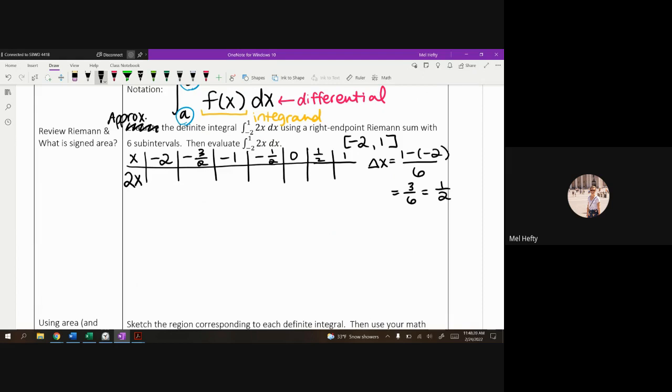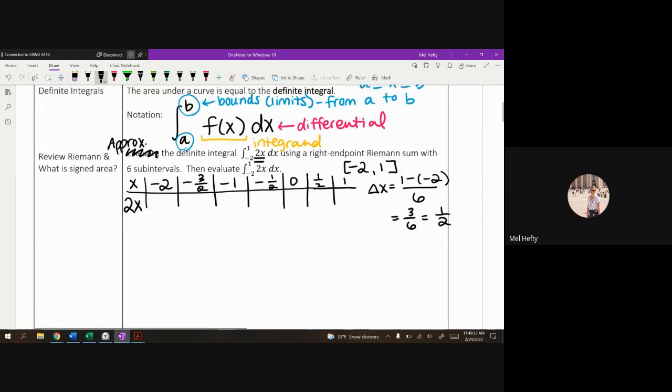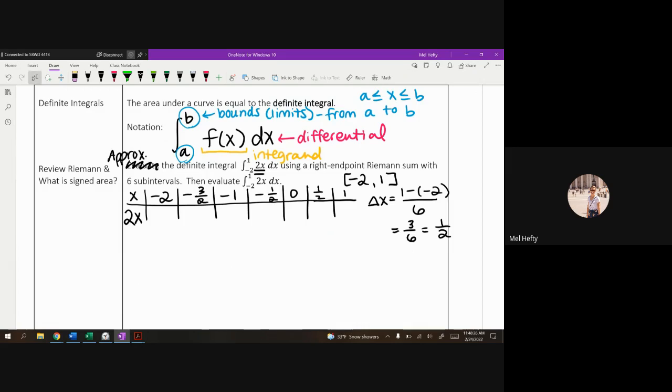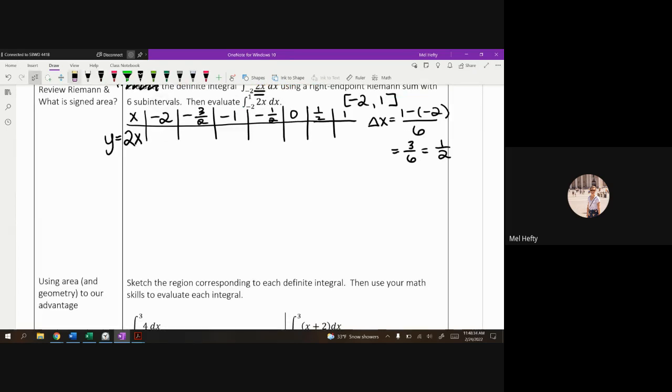What is 2x? That's our function that we're working with. So whatever function we're working with is inside that integral. Yeah, so we're working with the function y equals 2x. All right, we're just going to plug these numbers into 2x.